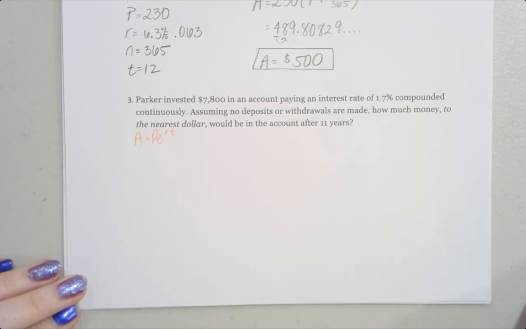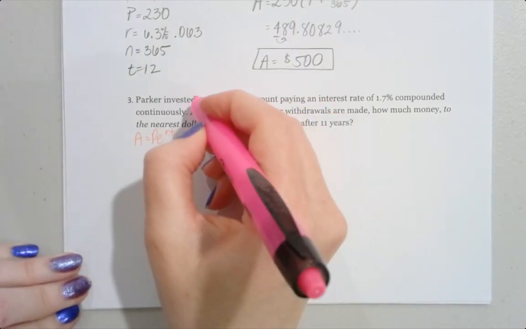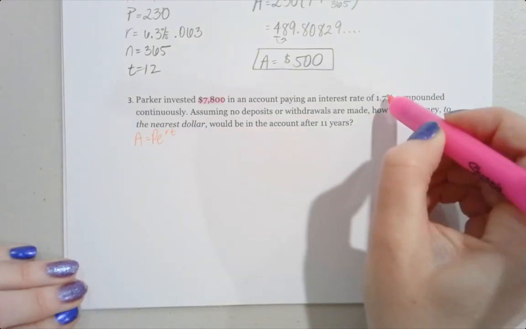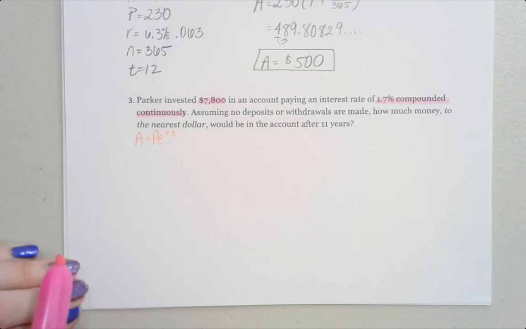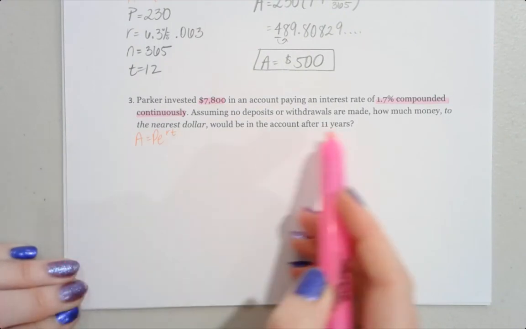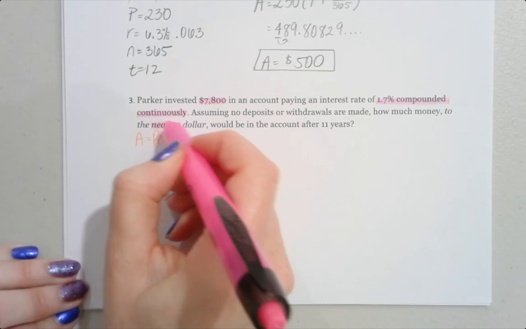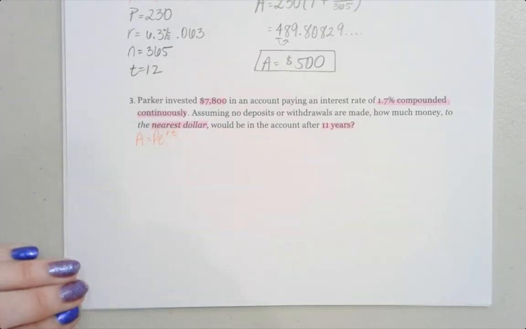All right, in our last example, Parker. Parker is investing $7,800 in an account paying an interest rate of 1.7%, and it's going to be compounded continuously. So compounding continuously, that's my friend Pert. Assuming no deposits or withdrawals are made, so we don't touch the account, how much money to the nearest dollar, that's what we're going to be rounding to, would be in the account after 11 years.